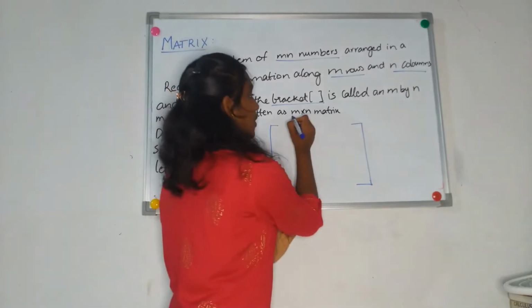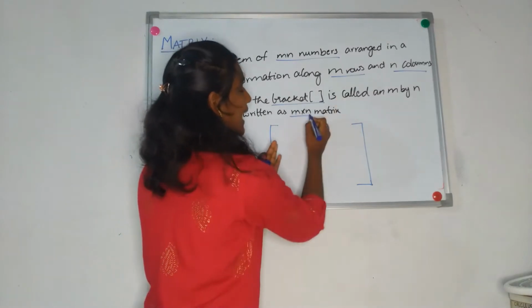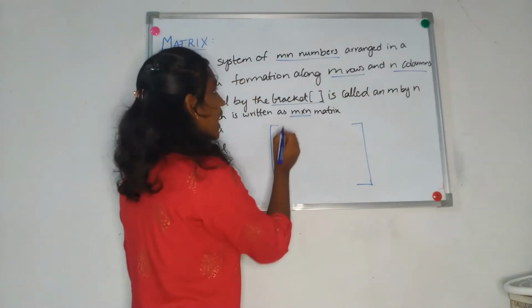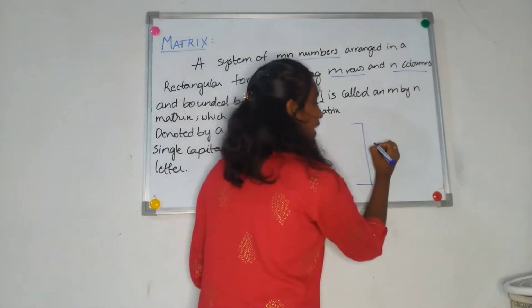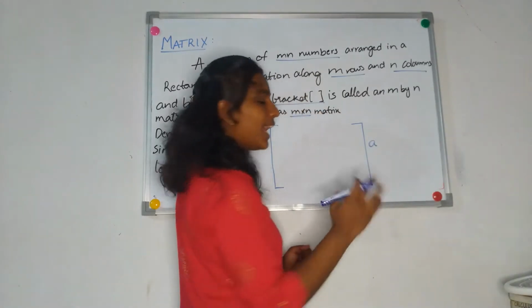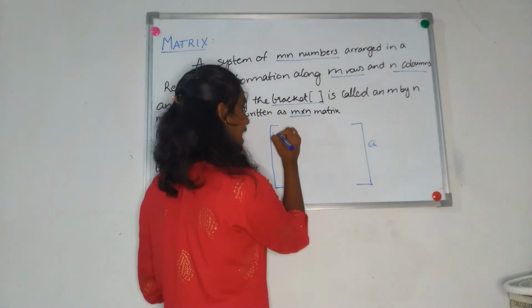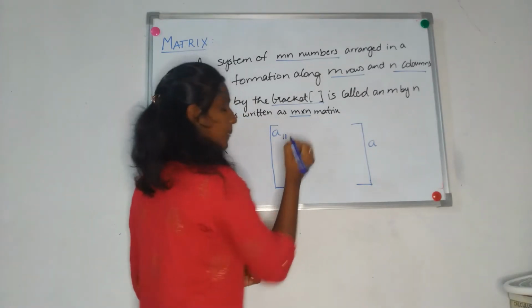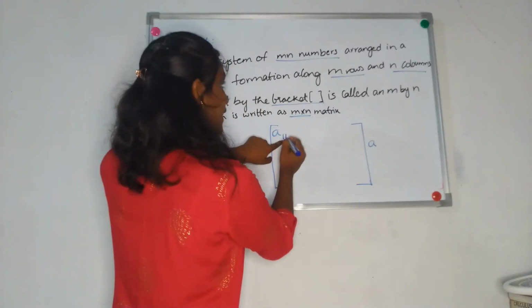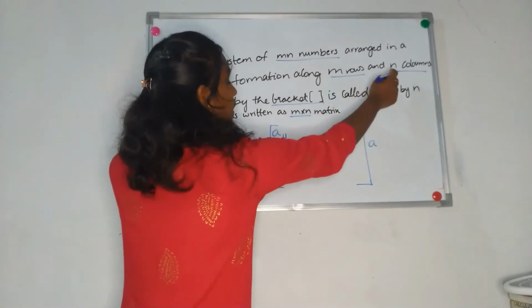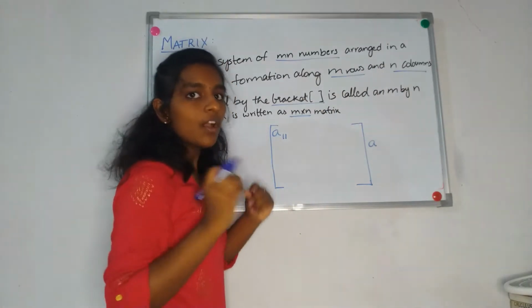In m cross n, m is the number of rows and n is the number of columns. So how do you represent a number at first? You have mn numbers, right? If you take any alphabet, say a, and denote the first term as a11, then the first index means the row and the second means the column. So m means rows and n means columns, and that is the order we write in.